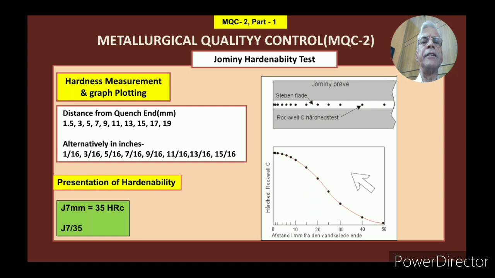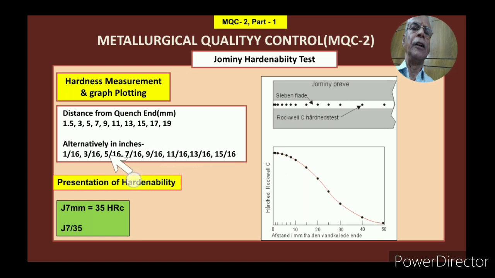Then hardness measurement and graph plotting. In this case, you see this particular test piece is there and these identifications are marked here, indentation, and hardness is taken on these points, and you see the indent of HRC basically here on all these points. Now all these points are basically at a particular distance. In metric system we are putting it 1.5, 3 millimeter, 5 millimeter, 7 millimeter from the quench end.